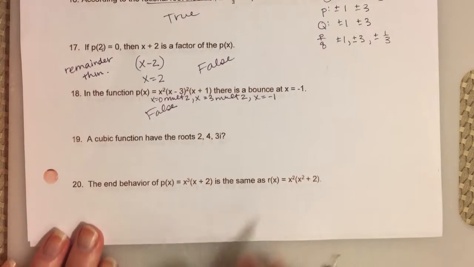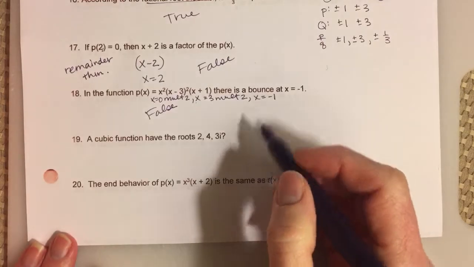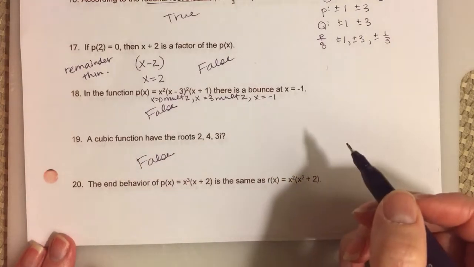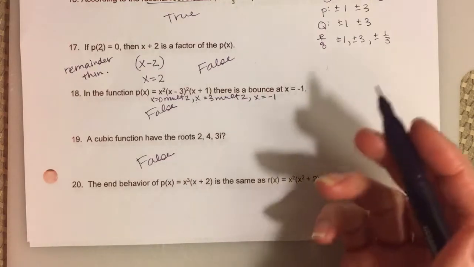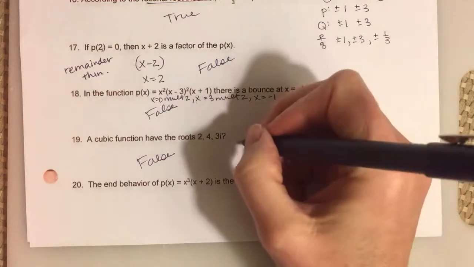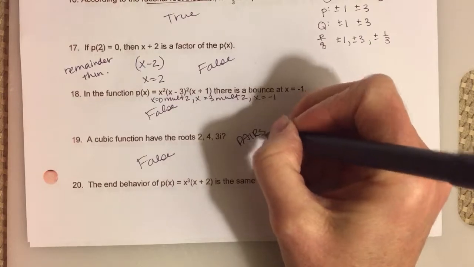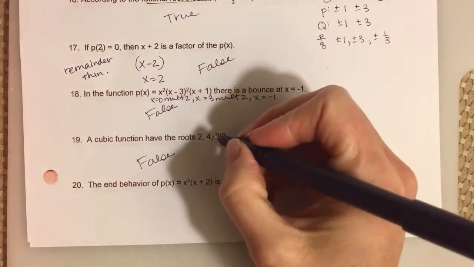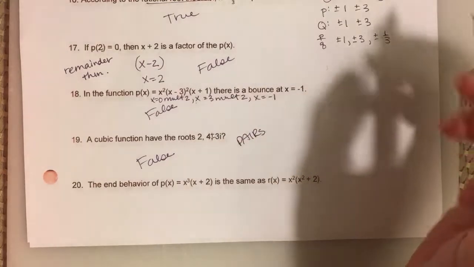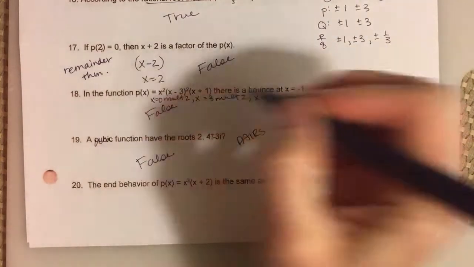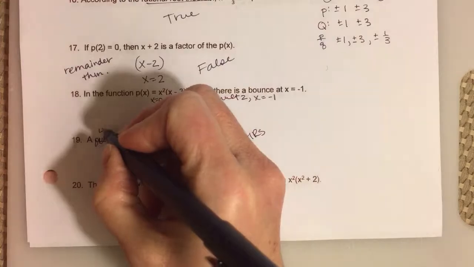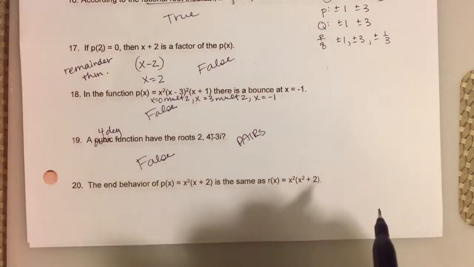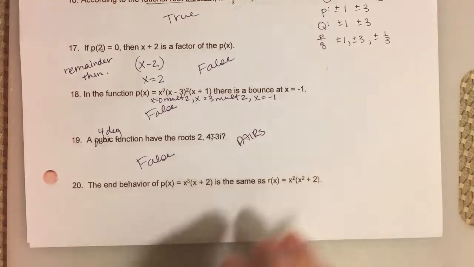A cubic function will have the roots 2, 4, and 3i. This is also false, because I know from class that my complex or imaginary roots, my non-real roots, always come in pairs. So 3i by itself cannot be one of my roots. It would have to be plus or minus 3i. So if that was the case, this would be a 4th degree function that could have the roots 2, 4, and plus or minus 3i.